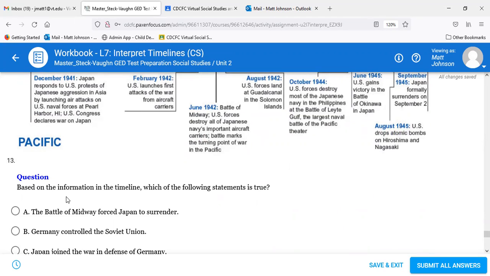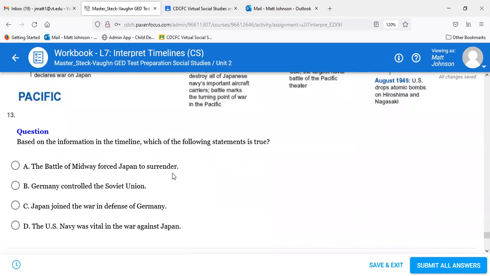Okay, and then 13, based on the information in the timeline, which of the following statements is true? A, the Battle of Midway forced Japan to surrender. B, Germany controlled the Soviet Union. C, Japan joined the war in defense of Germany. Or D, the U.S. Navy was vital in the war against Japan. So C, Japan joined the, oh, I'm sorry, no, D, the U.S. Navy was vital in the war against Japan.